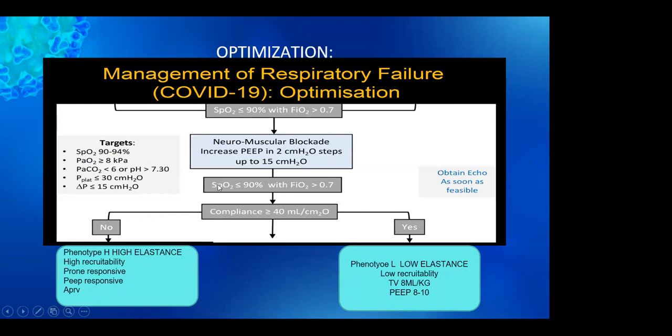On the opposite side, if they found that with all these settings, everything done, neuromuscular blockade started and PEEP reached 15 already, and we are not achieving the target saturation of 90, FiO2 more than 70%, and compliance we see also more than 40, then they went for the typical ARDS management protocol, where we need high PEEP and relatively low target volume, because this lung is highly recruitable. So we can go with high PEEP, and prone positioning was also responding in the typical ARDS patient, and there is another mode in the ventilator, APRV mode, which can help.